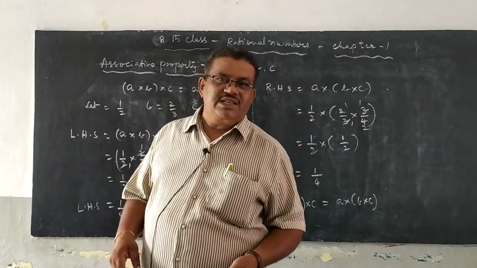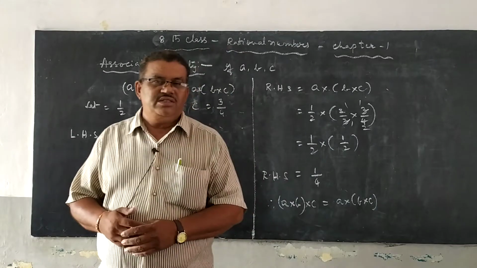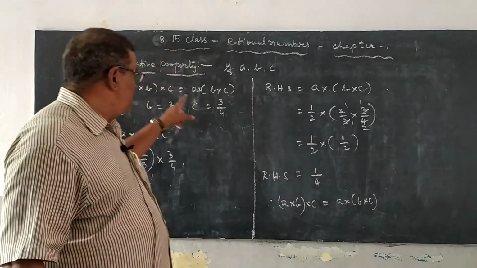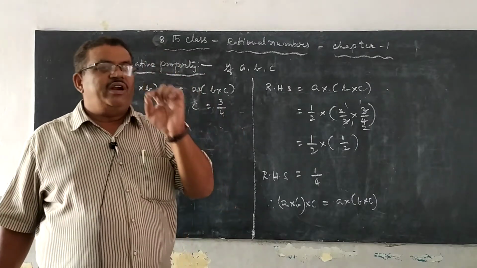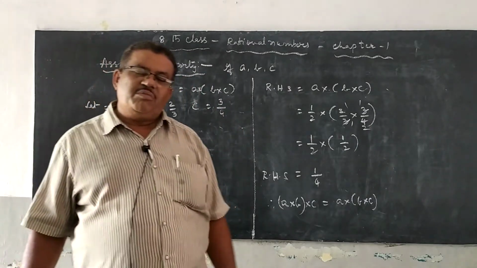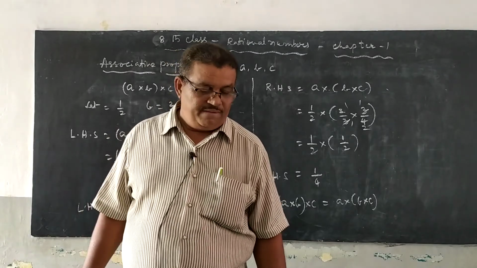Now we are going to discuss the associative property under division. Same process as this, only in place of the multiplication notation we keep the divided by symbol. So rational numbers will not satisfy the associative property under division.